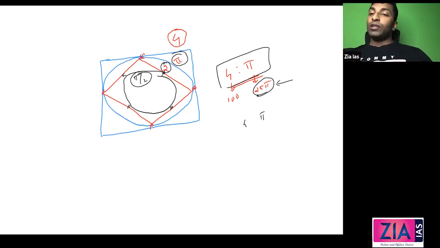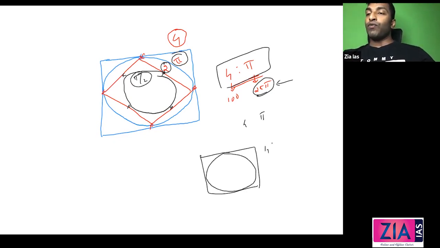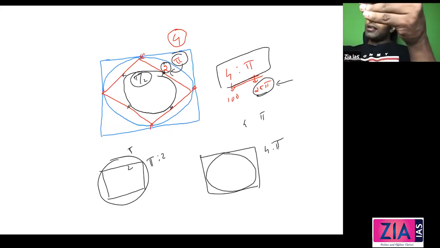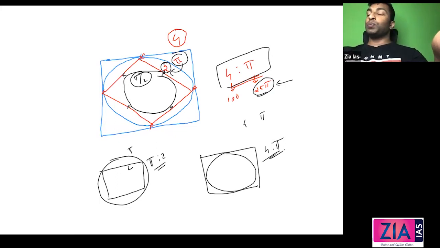Now let me tell you this one. Square, inside that you have a circle. What is the ratio? 4 pi. Circle, inside that you have a square. What is the ratio? Pi 2. Take these 2 cases. Inside the square you have a circle: if the circle is inside, 4 pi. If the circle is outside, pi 2. Am I okay with you so far? Okay, so this is the ratio which you need to remember.